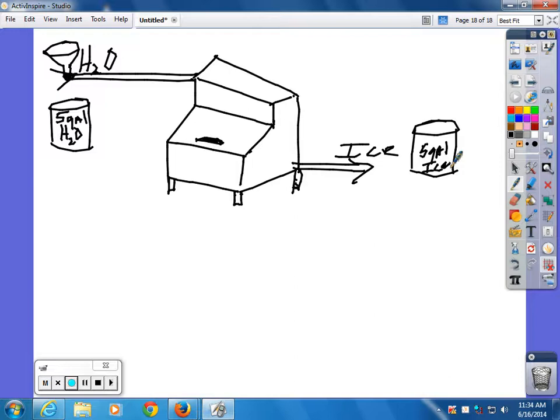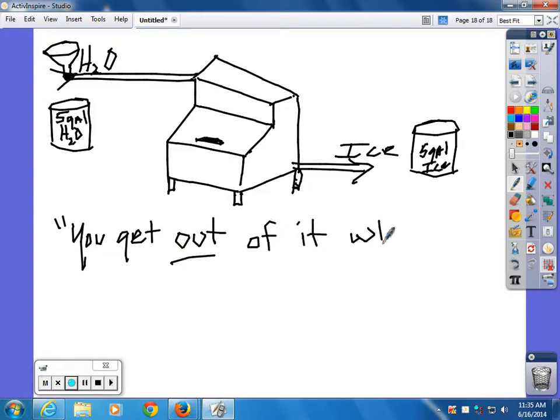The input tells you what you get with output, right? You get out of it what you put into it. There you go. All right? You get out of it what you put into it. Remember that.